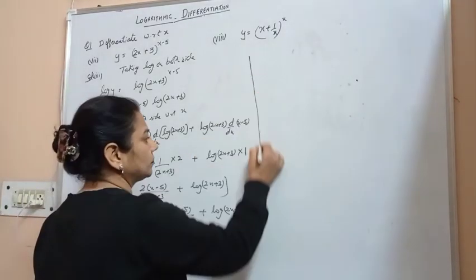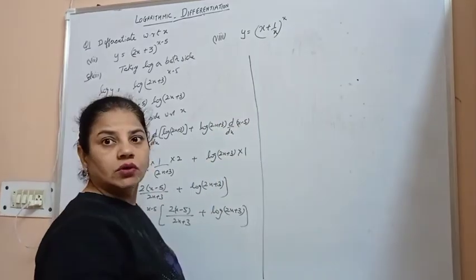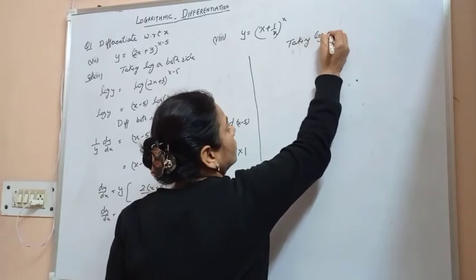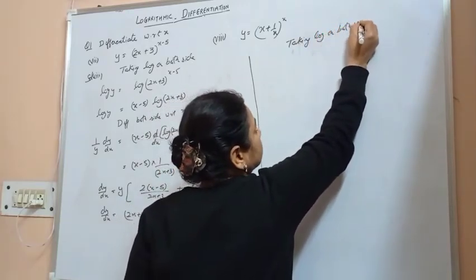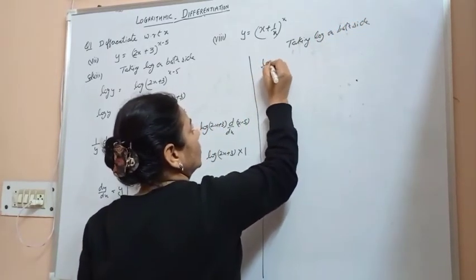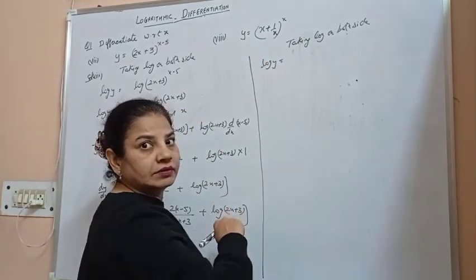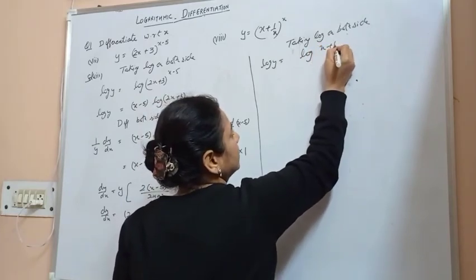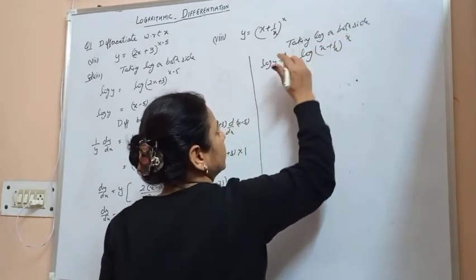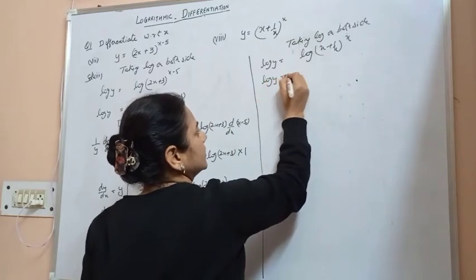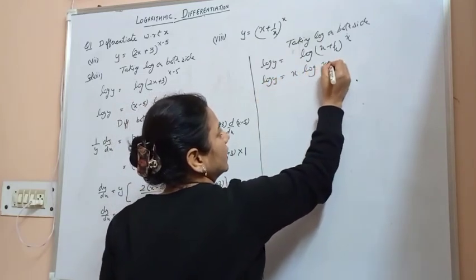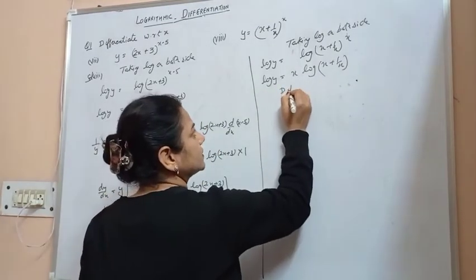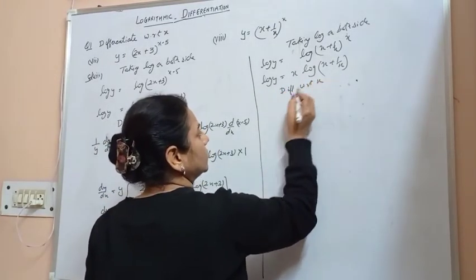In this function, again taking log on both sides, what should I get? Log y. Now the power comes forward. When I take the log, the power comes forward. So I get log of (x plus 1 by x) whole to the power x. This power comes forward. So log y is equal to x log (x plus 1 by x). Differentiate with respect to x.